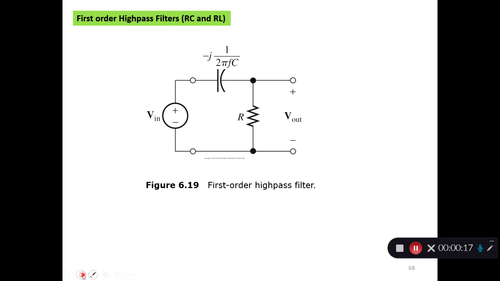Here we have the circuit of a first order high-pass filter. We have the source signal at the input, and the first thing we meet is the capacitor. On the output pins, in parallel to the output pins, we have the resistor. So this is how the first order high-pass filter looks like.